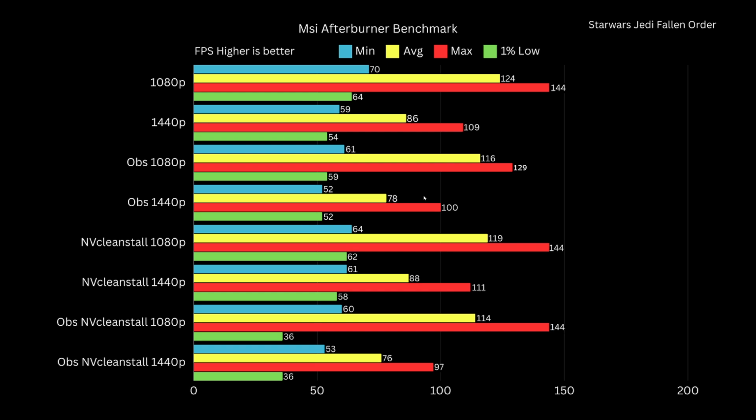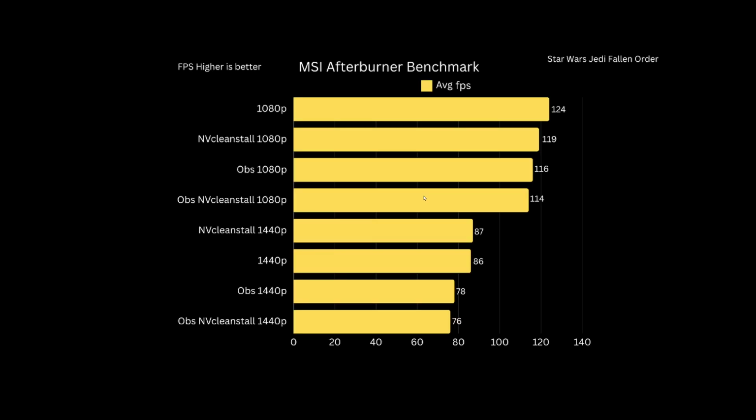Now, the settings is at epic settings. That's the highest I could go, and I could only go to 144 frames per second. That was the limit, but still got some good results. So let's dive into the next benchmark for average frames per second for Star Wars Jedi Fallen Order.